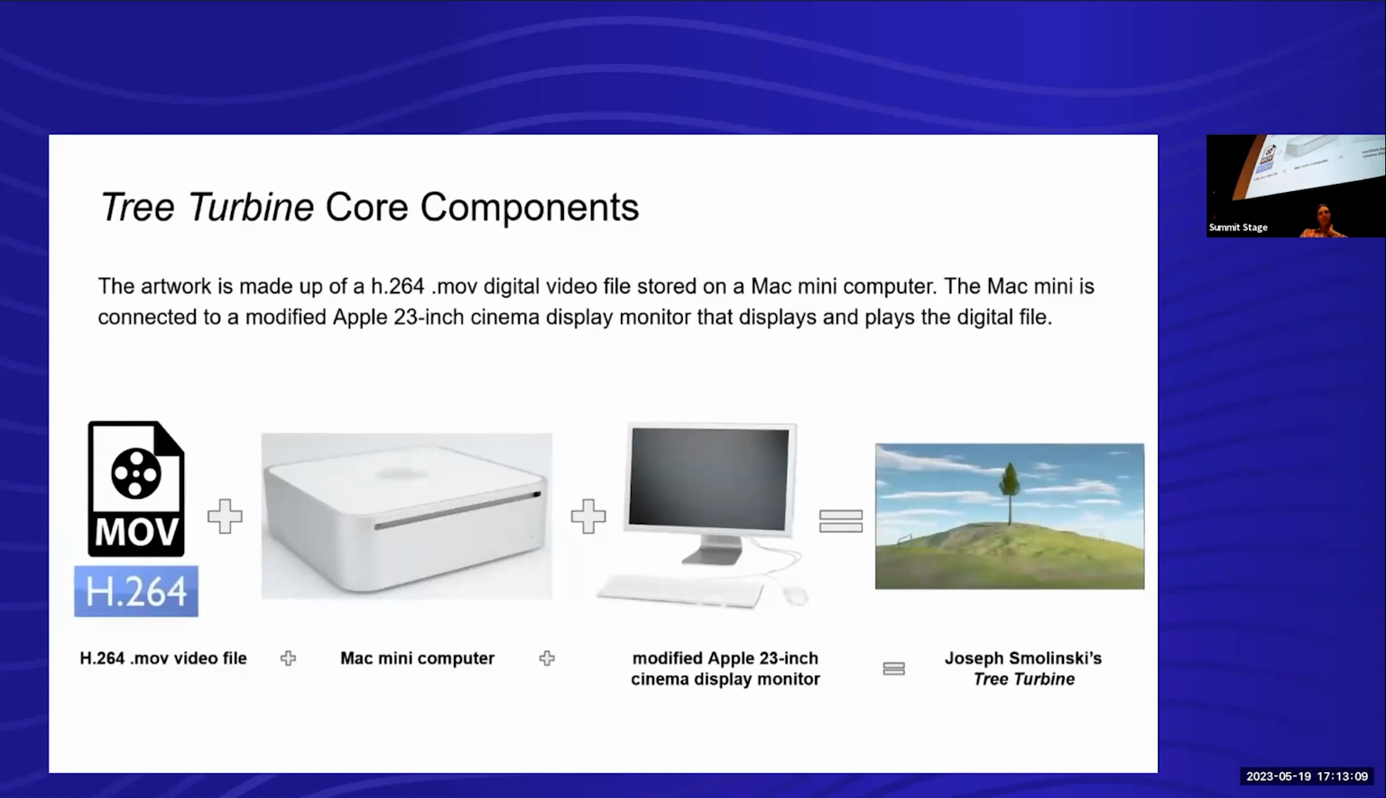As a physical artwork, the core components of Tree Turbine consist of an H.264 MOV digital video file stored on a 2006 Mac Mini computer. The Mac Mini is connected to a modified Apple 23-inch cinema display monitor dating from between 2004 and 2008 that displays and plays the digital file. Past exhibitions of the work use the Apple QuickTime application as the playback method. A dedicated mouse and keyboard are used to control the computer and monitor.